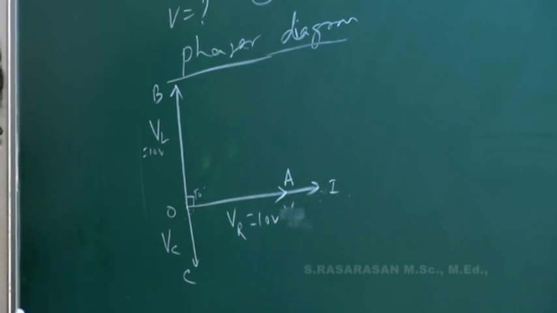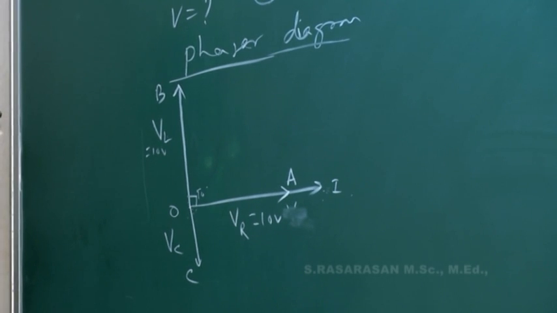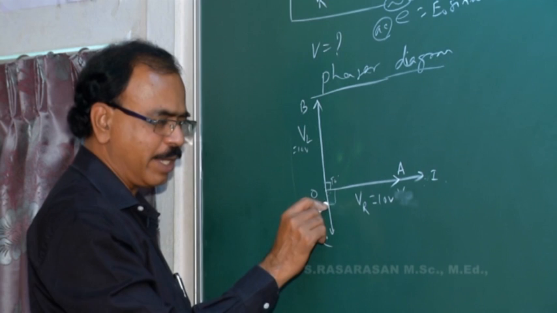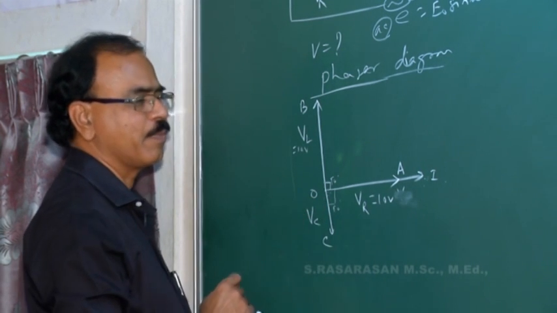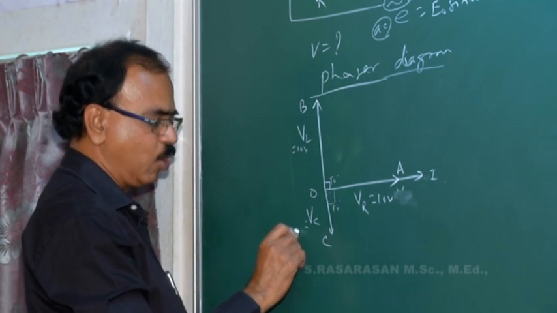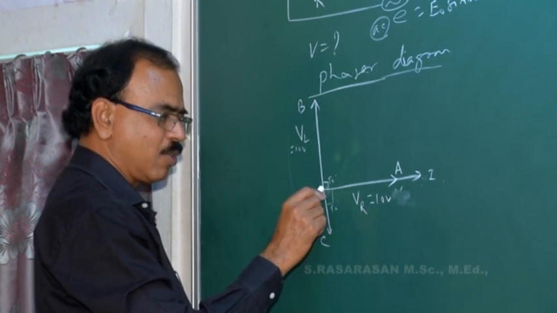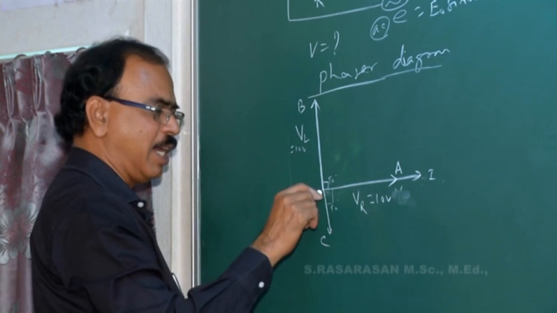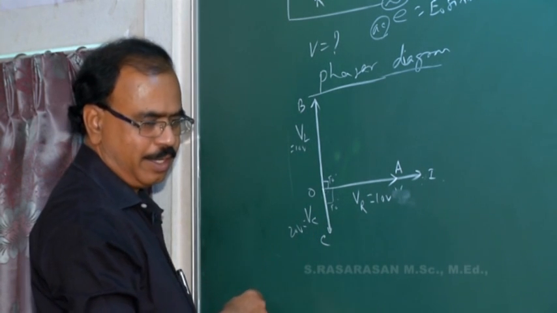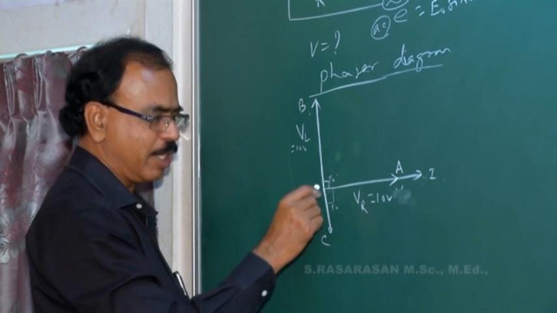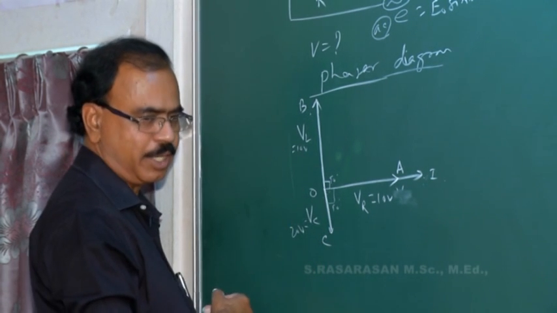In a resistor, it is in phase with the current. In the inductor, the EMF leads the current by 90 degree. In the capacitor, the EMF lags behind the current by 90 degree. That's why here the voltage is 20 volt. They are asking the effective voltage. First, let us calculate the resultant of this VL and this VC. Here I am assuming that VL is greater than VC. That means XL is greater than XC.